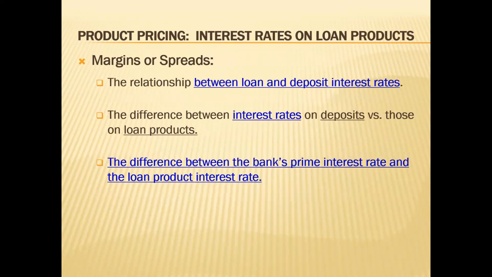And then we talked a little bit more about those spreads or margins, the relationship between loan and deposit interest rates, the difference between interest rates on deposits versus those on loan products, the difference between the bank's prime interest rate and a loan product interest rate. And again, that third one is the main factor nowadays that banks are looking at when they talk about margins or spreads.